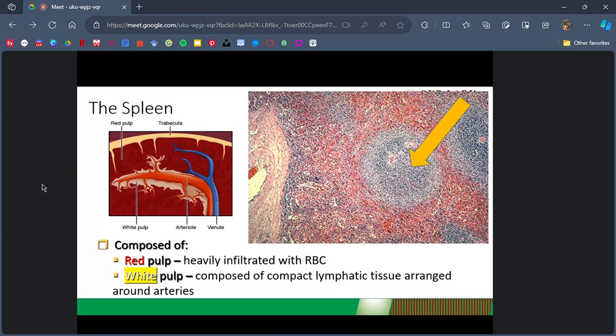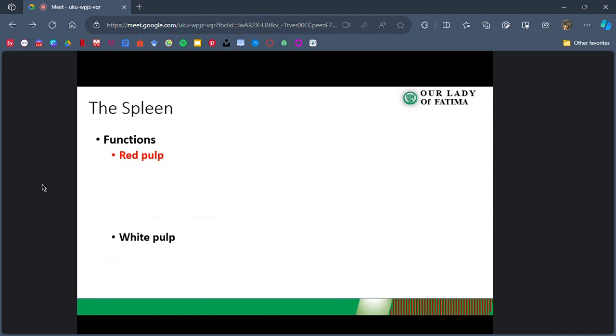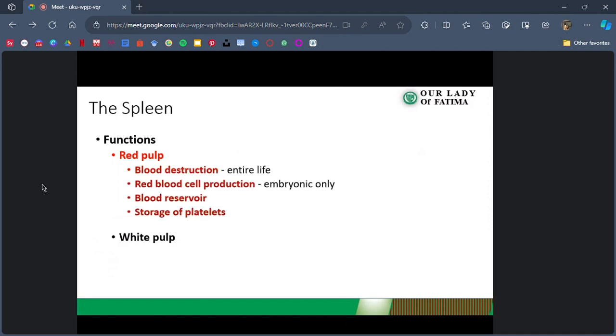This darkly colored round area is the white pulp, and the surrounding red area is the red pulp in this cross-section of the spleen. The red pulp is where old red blood cells and platelets are destroyed. Hence, it also serves as reservoir for erythrocytes and thrombocytes. Whereas the white pulp is the area that has immune function by filtering blood.